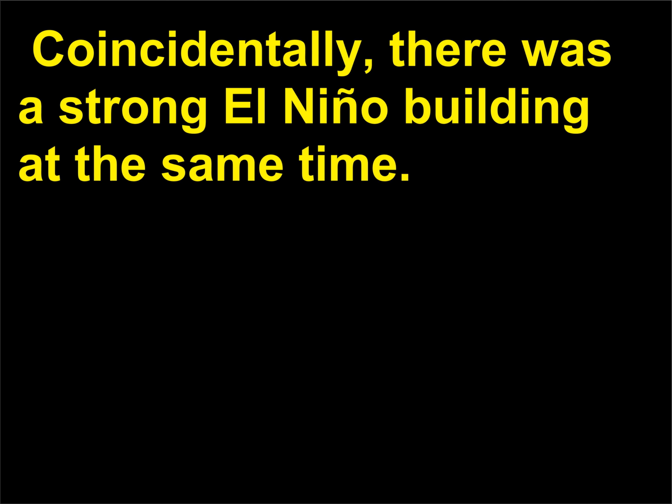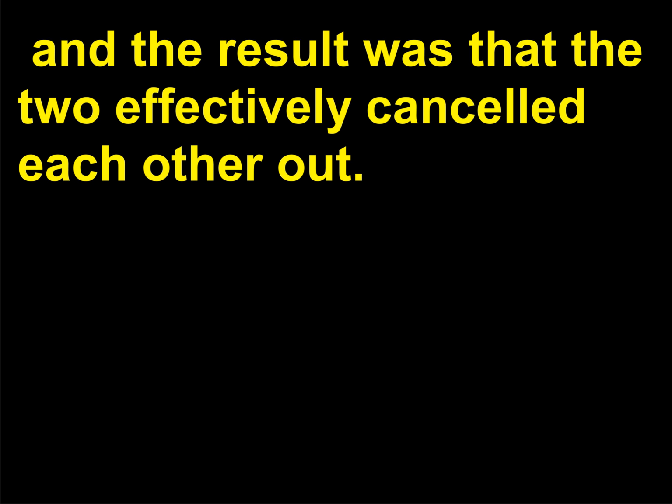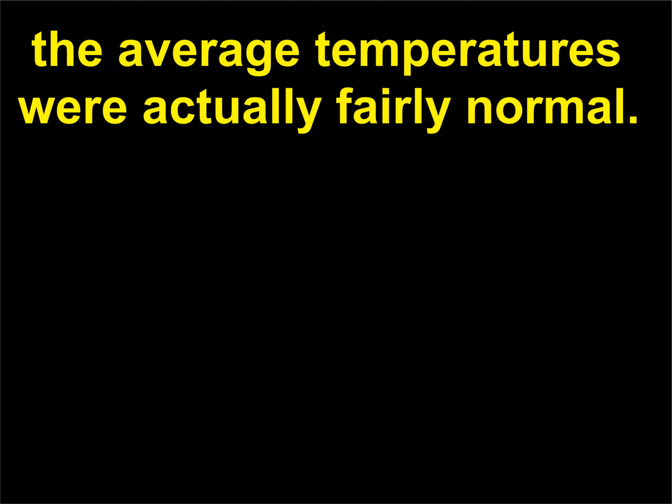Coincidentally, there was a strong El Niño building at the same time. While the El Niño effect worked to warm ocean waters, the El Chichon eruption was cooling the atmosphere. And the result was that the two effectively cancelled each other out. That summer, when temperatures should have increased because of El Niño, the average temperatures were actually fairly normal.